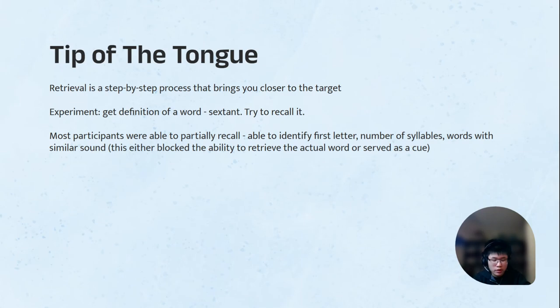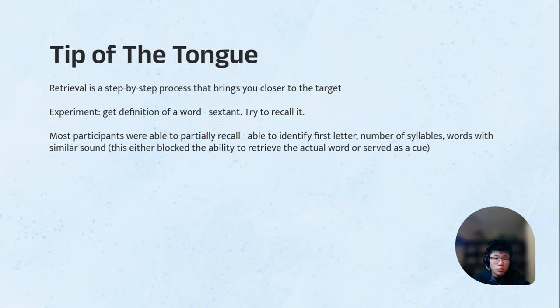Tip of the tongue is a phenomenon that explains this claim that retrieval is a step-by-step process that brings you closer to the target. For example, if you are given a definition of a word like sextant, you will probably have a hard time trying to recall the word because even if you have been exposed to the word before, it's probably been a while and you've probably not had to use the word in a long time.